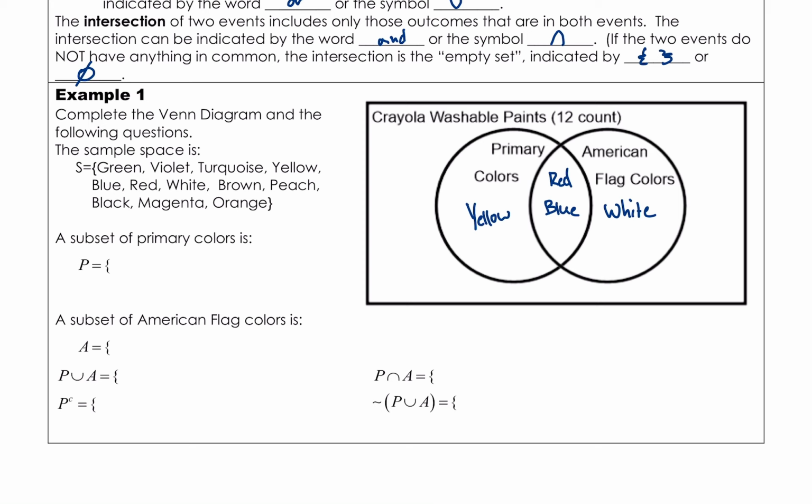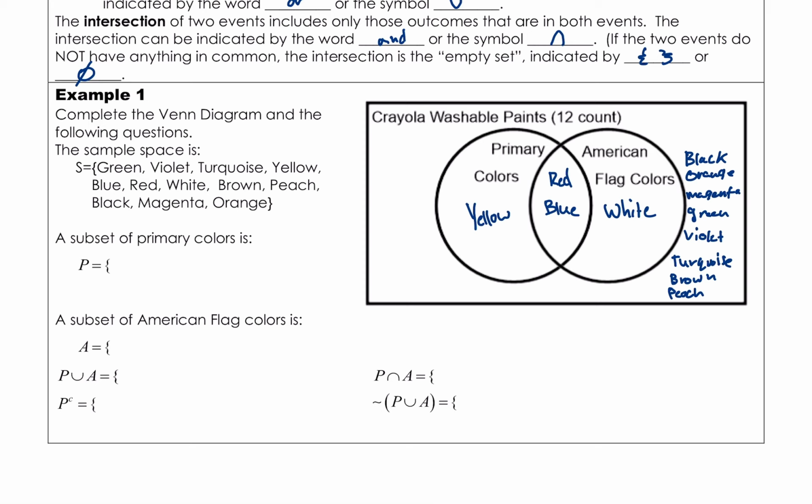So over here, I'm just going to put orange, magenta, green, violet, turquoise, brown, peach, and black. Okay, and now I should end up with 12 colors, and I do. Okay, so now my Venn diagram is complete.